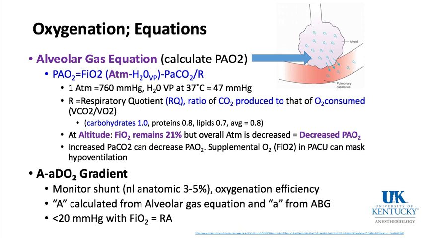The next equation is the A minus a oxygen gradient. This is used to monitor shunt. Normal anatomic shunt is about 3 to 5%. It's a measure of oxygenation efficiency, and we calculate the big A by using the alveolar gas equation above. We calculate, actually measure, the little a from an arterial blood gas, and if someone is on room air, this A-a gradient should be less than about 20 millimeters of mercury.